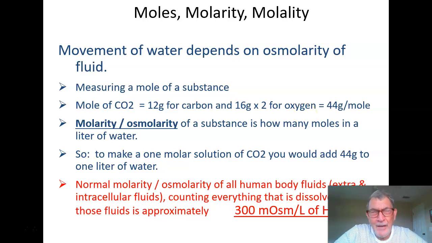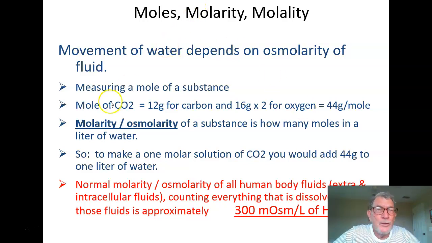First of all, you have to understand what molarity is. A mole of a substance is its gram molecular weight. It's however much 6.02 times 10 to the 23rd molecules of that stuff happens to weigh. Because hydrogen only has one proton, a mole of hydrogen weighs a gram. Oxygen has 18 protons and neutrons, so a mole of oxygen weighs 18 grams.